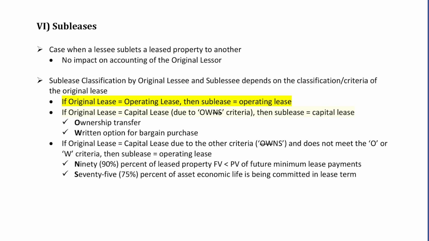If the original lease was a capital lease due to O or W criteria, then the sublease is also accounted for as a capital lease. But if the original lease was a capital lease due to the other criteria, the N or S criteria, and does not meet the O or W criteria, then the sublease is accounted for as an operating lease.